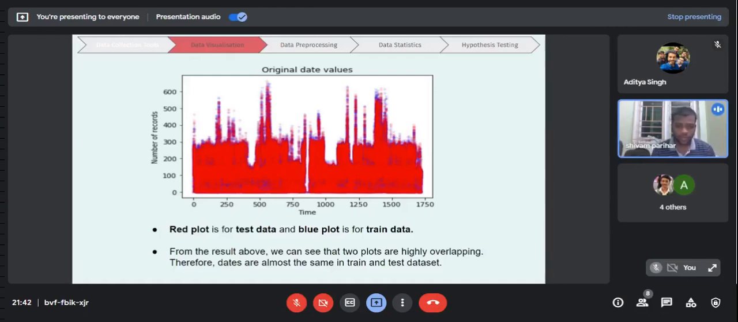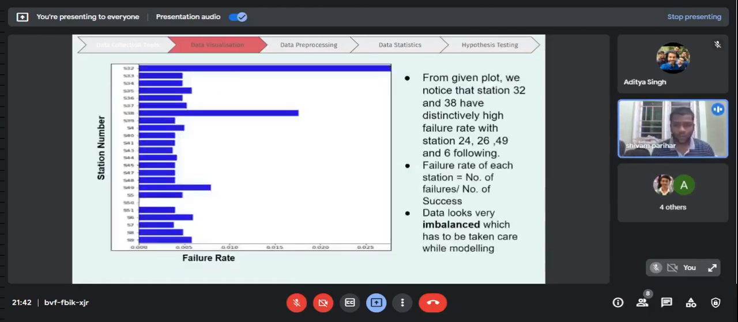Now we can come over to the analysis of our numerical features. We use the parameter failure rate to calculate the chances of a part failing the quality control test at a particular station. The failure rate of a station is equal to the number of failures over the number of successes for a particular station. The higher the failure rate, the higher the probability of failure of that part. As you can see clearly from the plotted graph, few stations have distinctively higher failure rates, namely station number 32, 38, station number 6, 24, 26, and 49 following them.